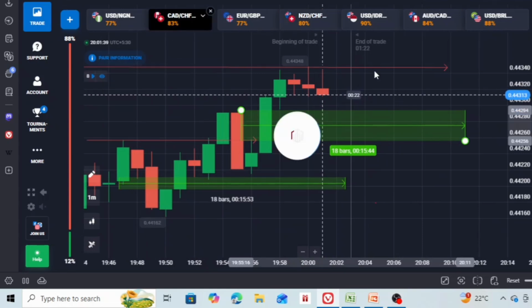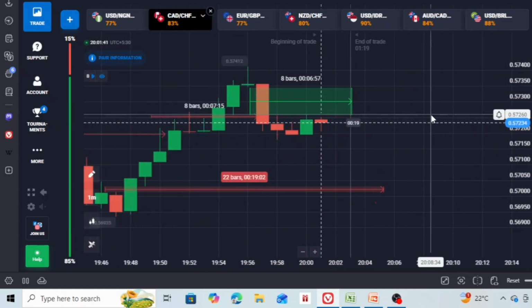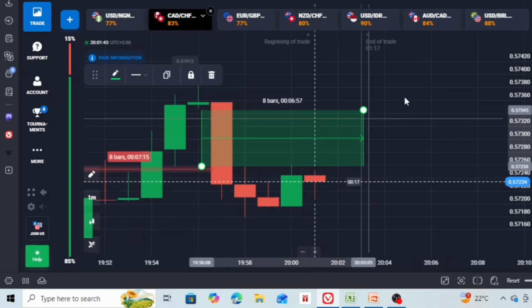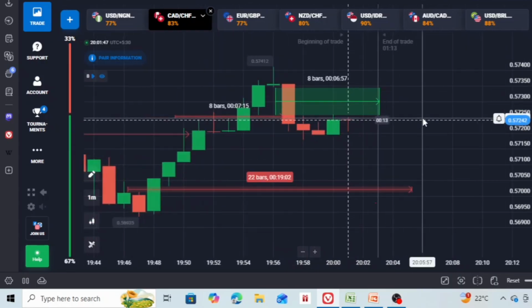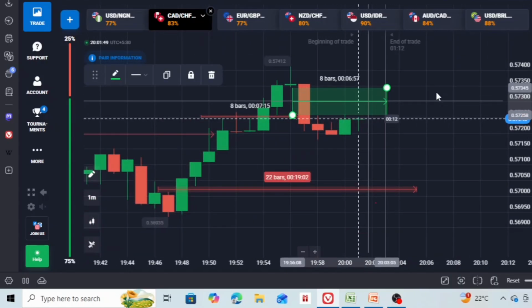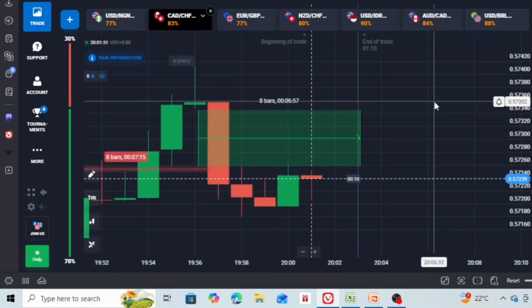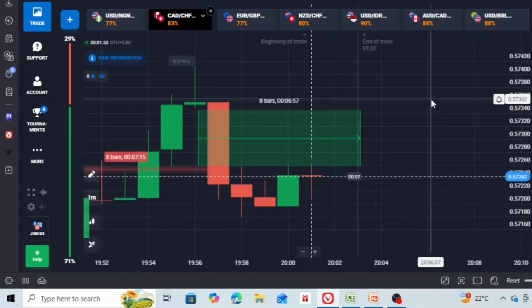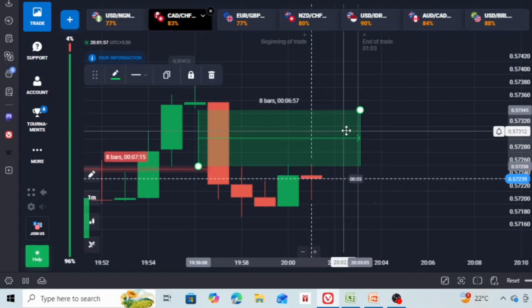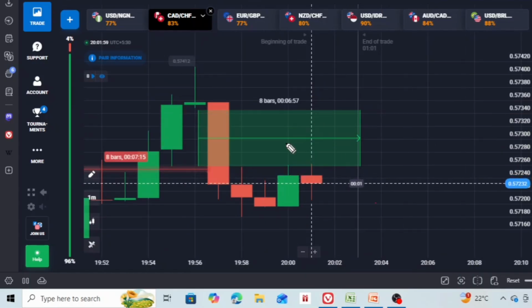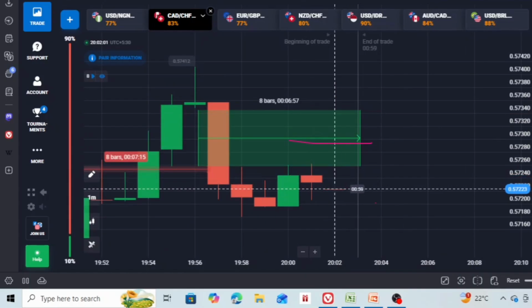So here, if the market price comes and mitigates this gap, we will take the trade. If not, we will not take a trade without the mitigation here. We still have 5 seconds. I want the price to come and mitigate at this 50% level.